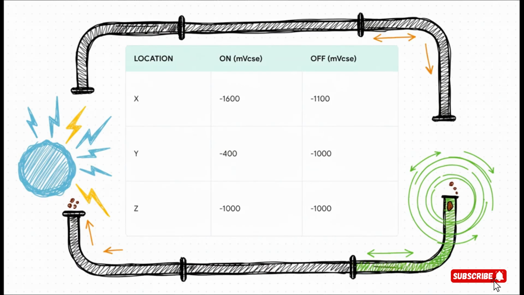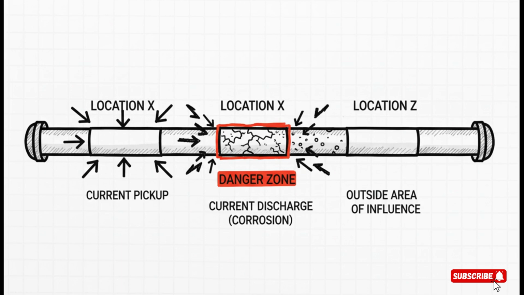This table is a perfect example of the kind of data you'd collect. We've got 3 locations. The off column is our baseline. That's our pipe's normal potential. The on column is what happens when the neighboring rectifier gets switched on. So what is this data telling us? It all comes down to the shift. Look at location X. Our potential went from negative 1100 to negative 1600. It got more negative. That's the classic sign of current pickup.